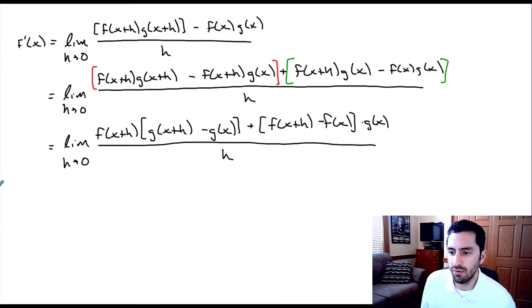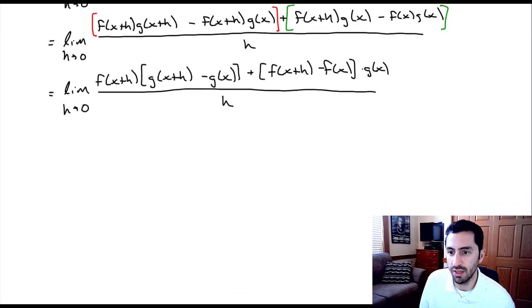Now, in my brackets, I have g of x plus h minus g of x, and in my other set, I have f of x plus h minus f of x. I hope those look familiar, because that's what we call the difference quotient, and that's how we define a derivative. So let's split this up a little bit. We have a little bit of addition, we have some multiplication in between. So I'm going to split this up into a couple different limits.